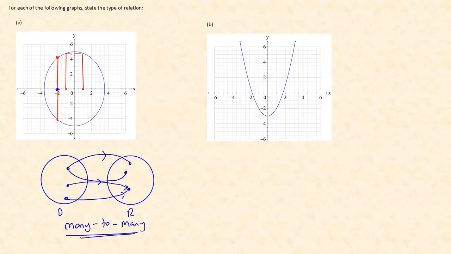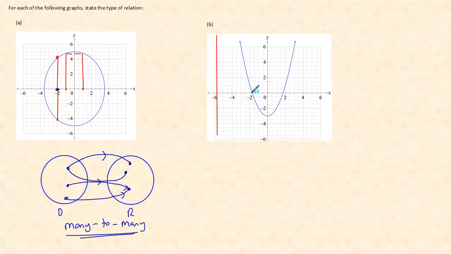Now if we look at this one, first of all consider a vertical line test. If we were to drag this vertical line across the graph, it would only ever cut once. So it appears to be cutting no times at all over here, but there must be part of the graph off the top here where this cuts. But it never cuts twice.